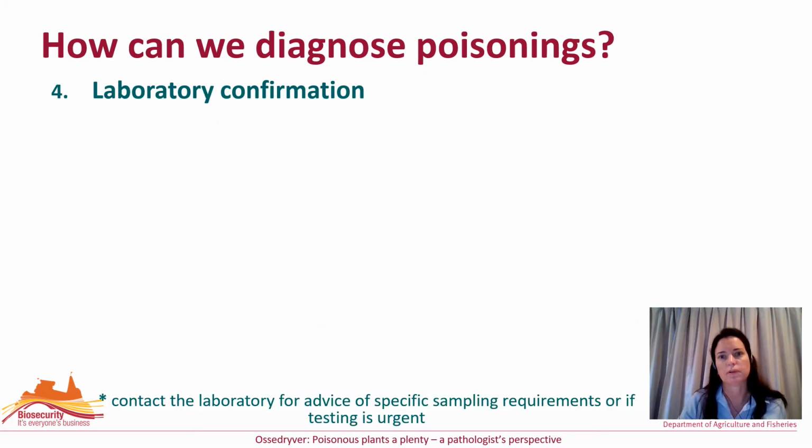Now, after gathering a complete history, examining animals, collecting samples and inspecting the environment, it's very likely you will either have a tentative diagnosis or a very short differential list. This is where you may like to send samples in for laboratory confirmation.